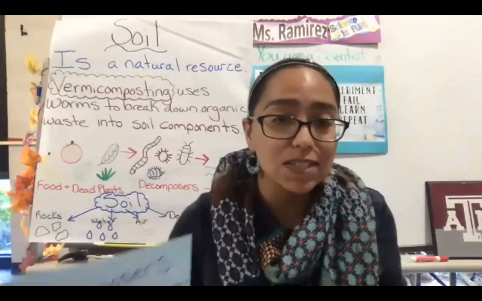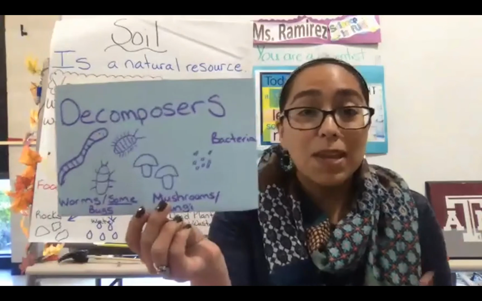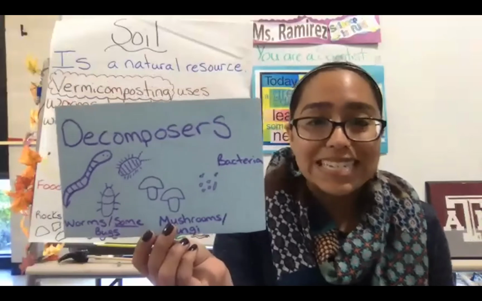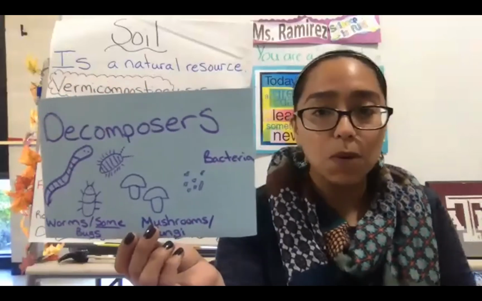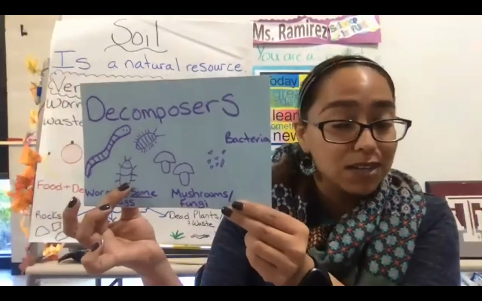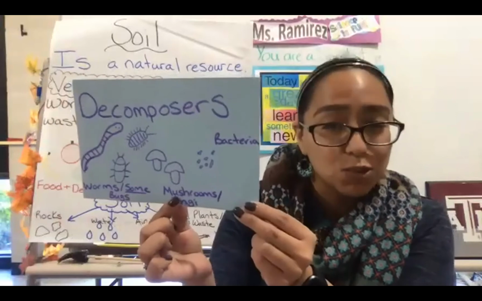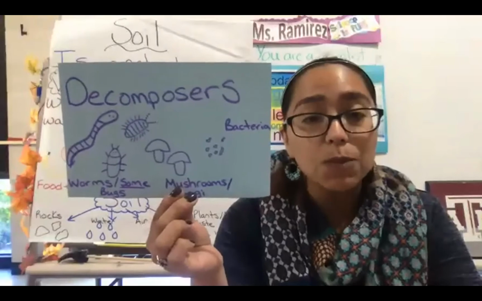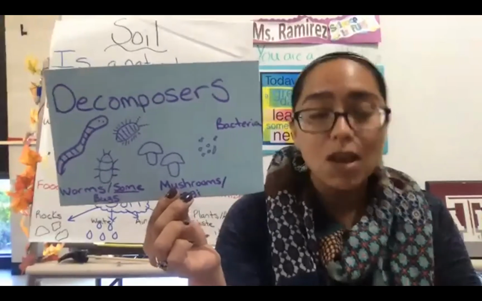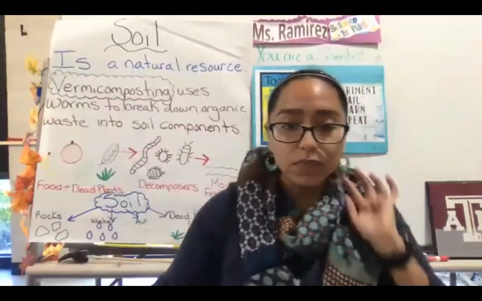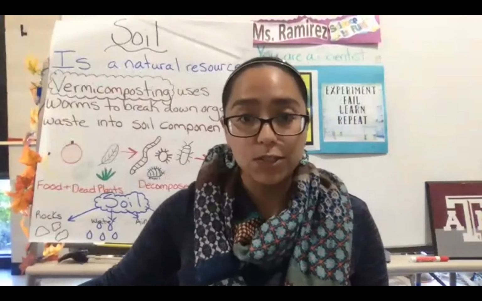And those leaves and dead animals and dead plants and our food waste, they get decomposed or broken down by things called decomposers. So decomposers are just living things like worms, some bugs like Mr. Broughton showed you, things like mushrooms and fungi, and the super tiny stuff like bacteria. All of these living things help to break down or decompose all of our leftover trash and our food and animal waste. So I'm gonna go ahead and share my screen with you guys, and we're gonna take a look inside my vermicompost.